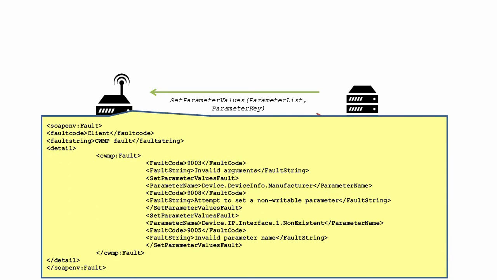Unlike other RPCs, the SetParameterValues method returns a SetParameterValuesFault element for each parameter that was attempted to be set, indicating whether it was due to an invalid parameter name, invalid parameter data type, or an invalid parameter value. Additionally, SetParameterValues must fail if it would put the CPE in an invalid configuration state, that is, something that would disable the device or is not supported by the device.